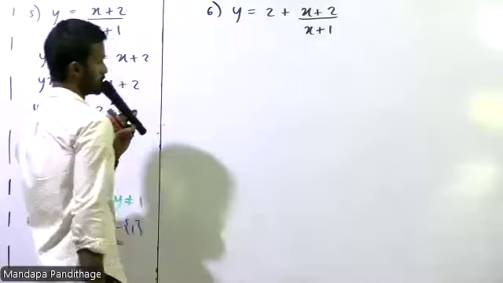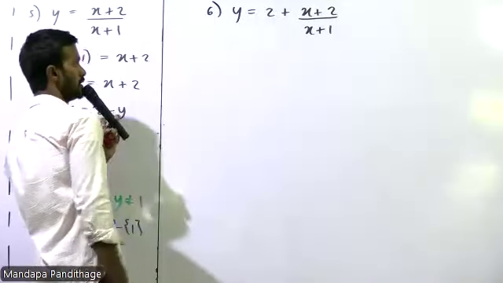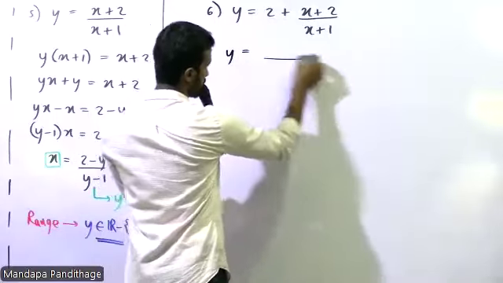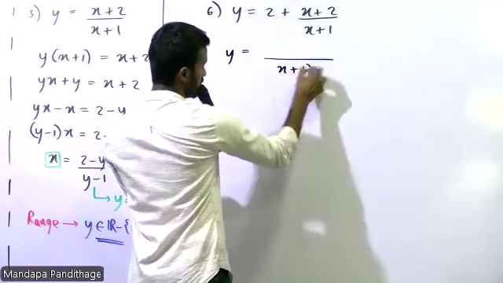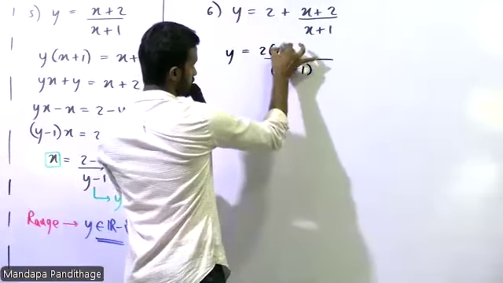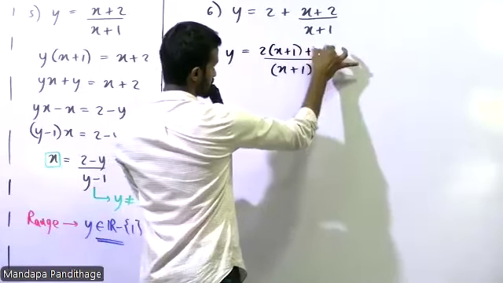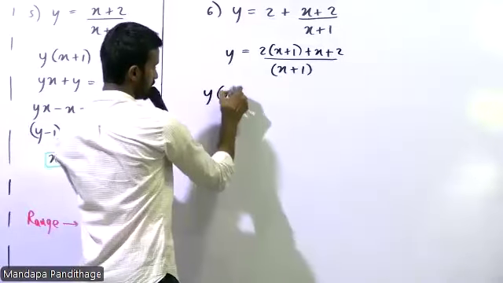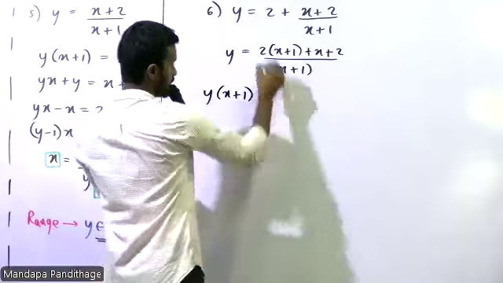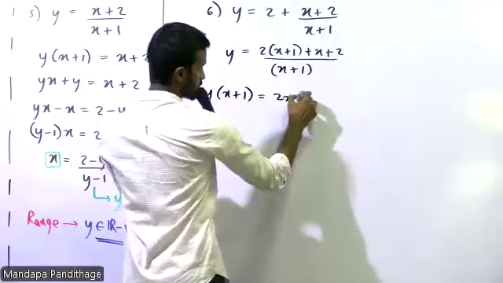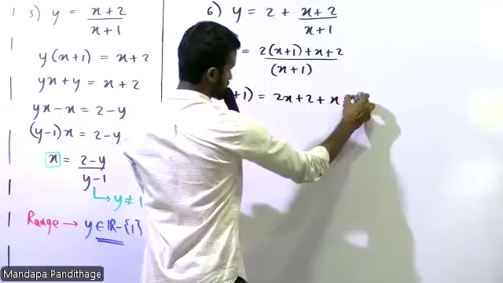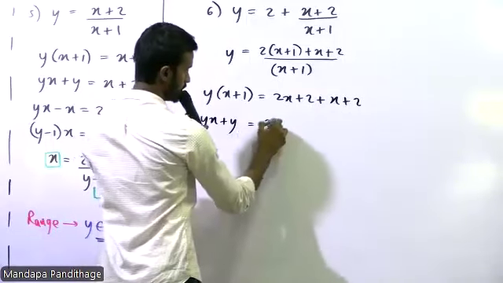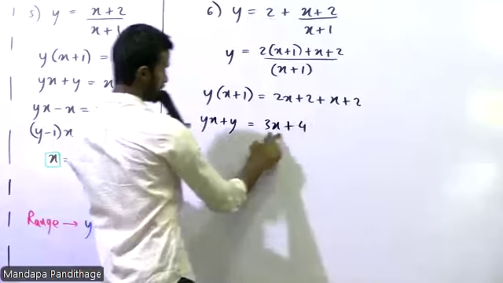Okay, so how can you subject x here? First take the common denominator, x plus 1. Then 2 times x plus 1 plus x plus 2. And then you can cross multiply: y into x plus 1 is equal to 2x plus 2 plus x plus 2. So yx plus y is equal to 3x plus 4.